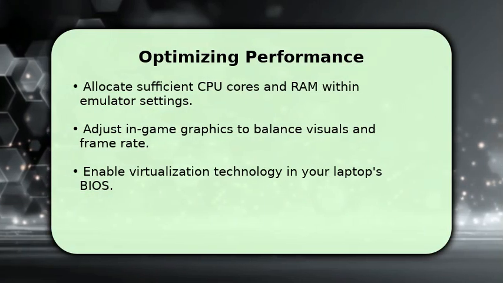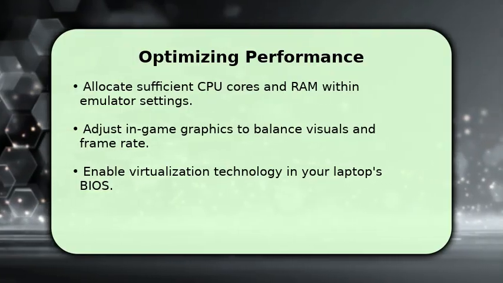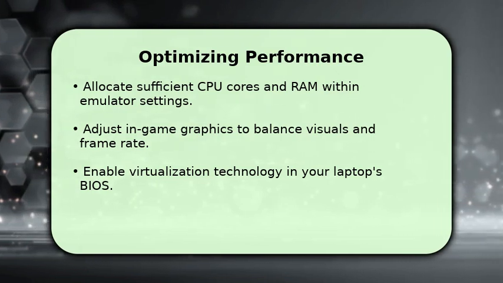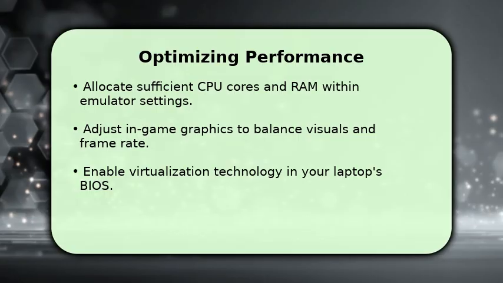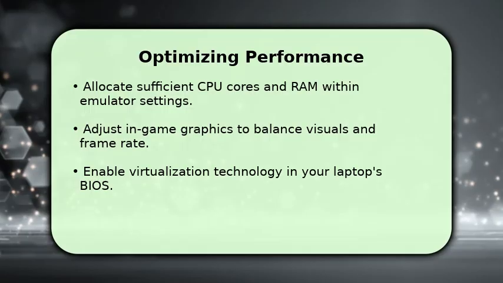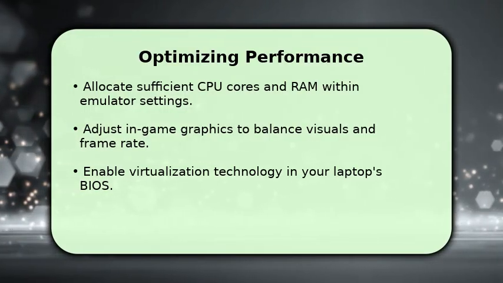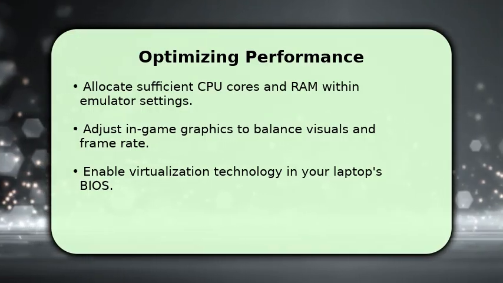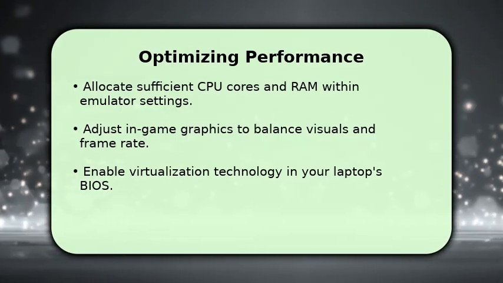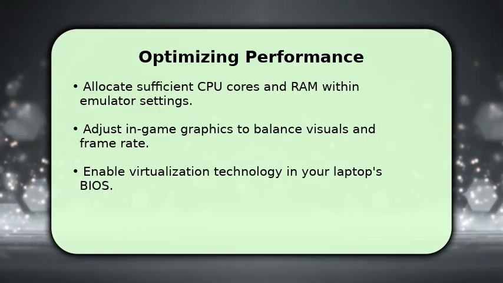To ensure the best possible gaming experience, optimizing your emulator and game settings is crucial. Within the emulator's settings, dedicate at least 4 CPU cores and 4 gigabytes of RAM for optimal performance. Lowering in-game graphics settings, such as texture quality and shadow detail, can significantly improve your frame rate. Also, enabling virtualization technology in your laptop's BIOS can boost emulator efficiency by up to 20%.